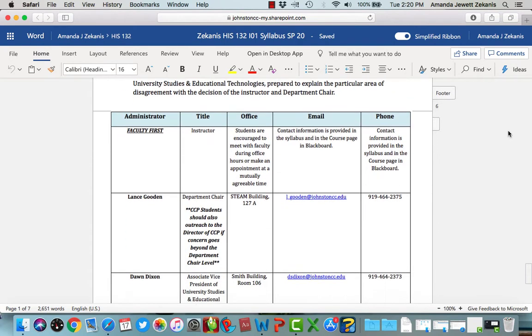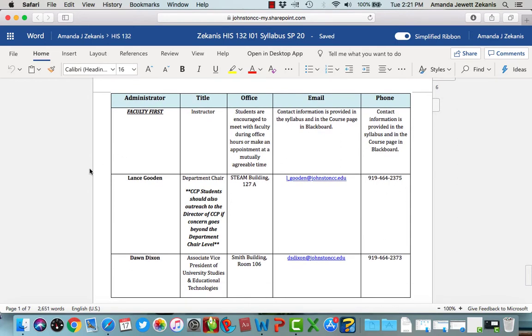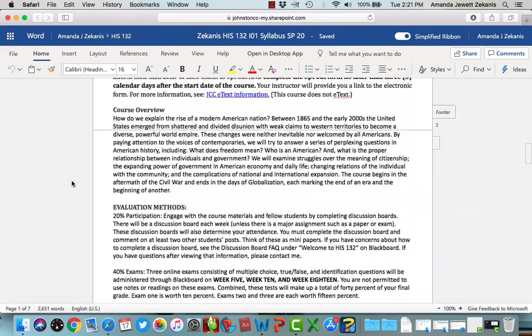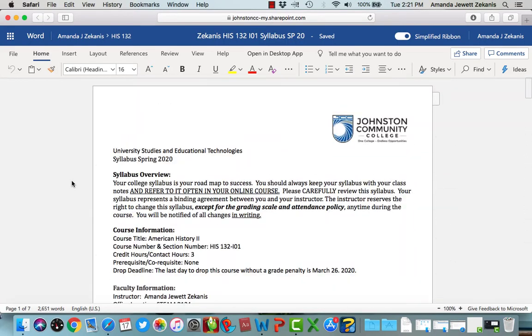If the situation is unresolved and you need to talk to someone else, you can talk to my department chair, which is Lance Gooden, and there's a whole chart here on people to contact. Hopefully this chart will be unnecessary, and everything will be great because we are all scholars here and we're going to have a great semester. So that's the syllabus. If you have any questions for me, please feel free to send me an email, and I'm excited for our semester together.